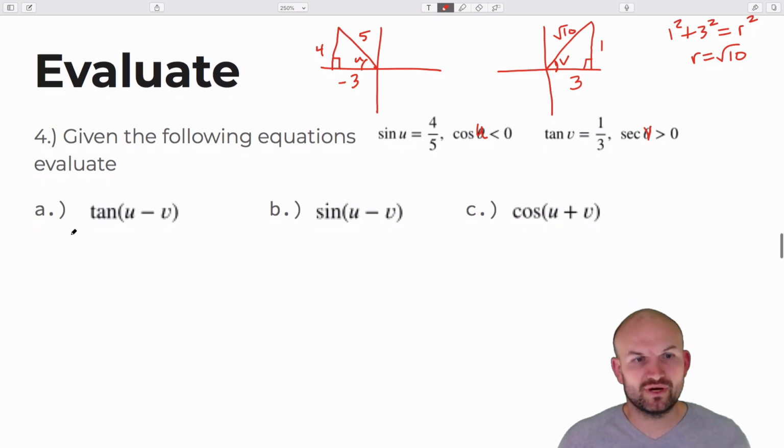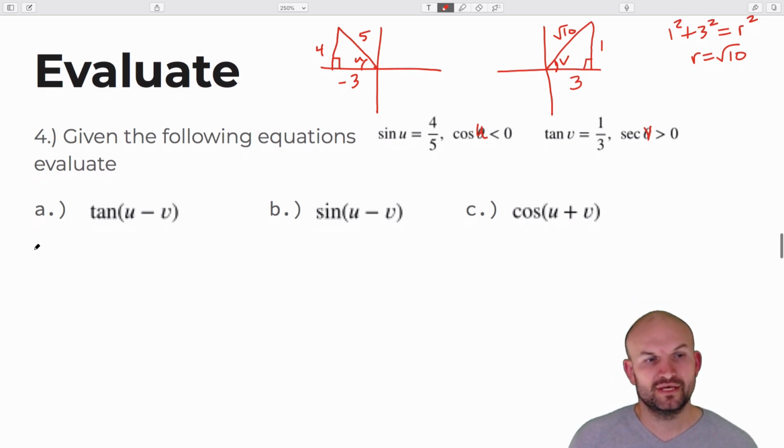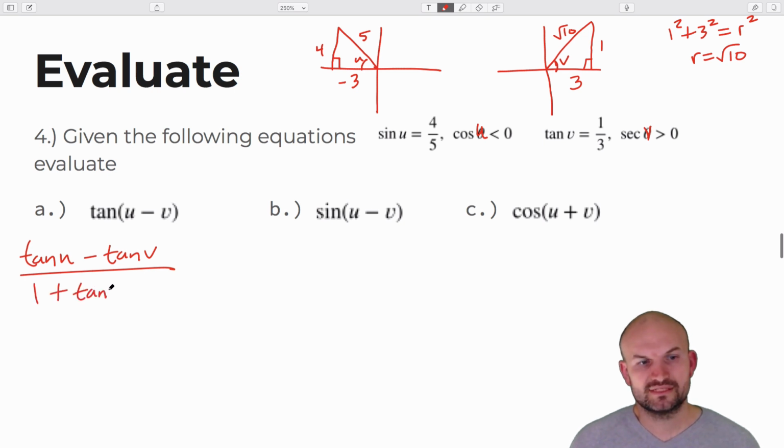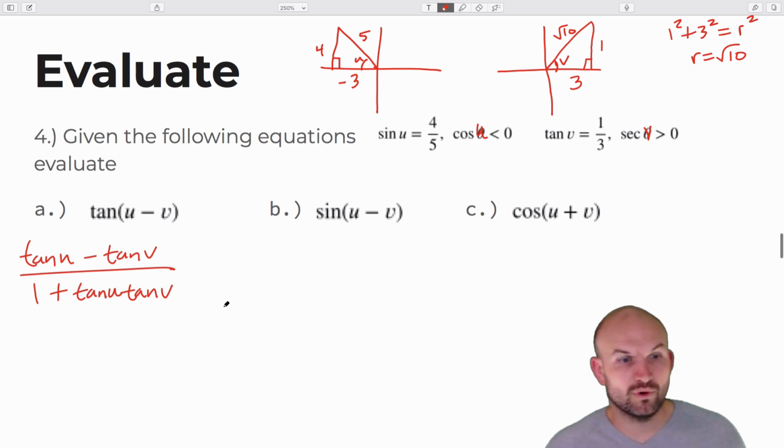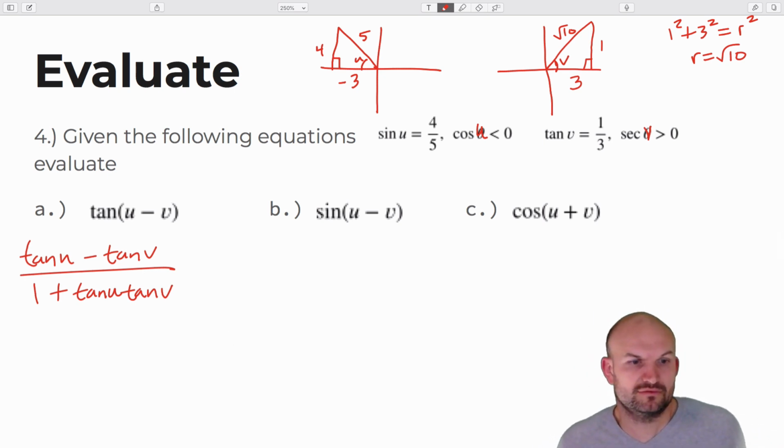Because if I said, what is the tangent of u minus v? You could say, all right, so we have tangent of u, minus tangent of v, all over 1 plus tangent of u, tangent of v. So, okay, sure. What is the tangent of u, tangent of v? Like, what do you got? And if you look at this problem, what you can recognize is, by looking at this problem, we have the tangent. Like, the tangent of u is opposite over adjacent.